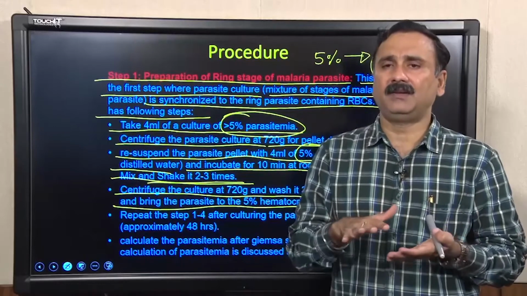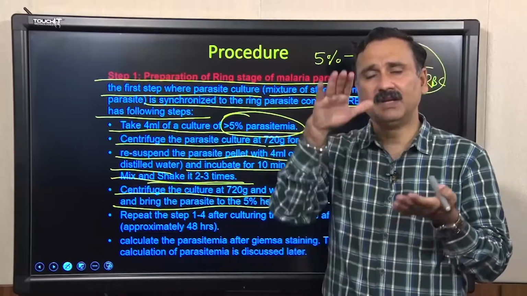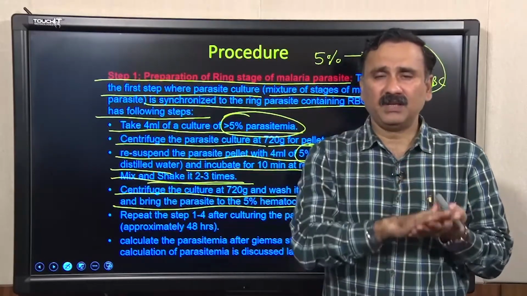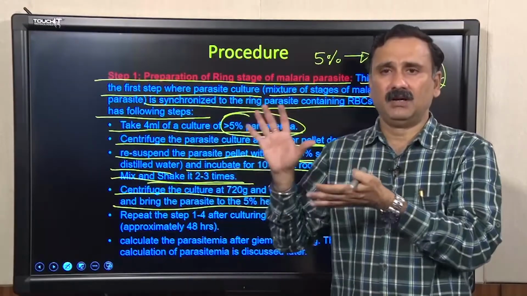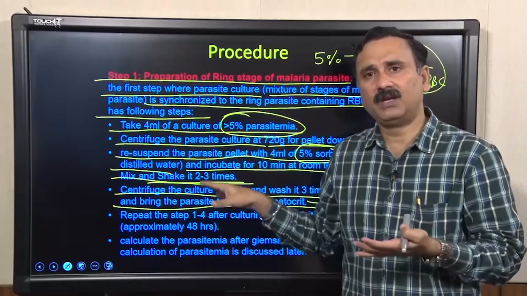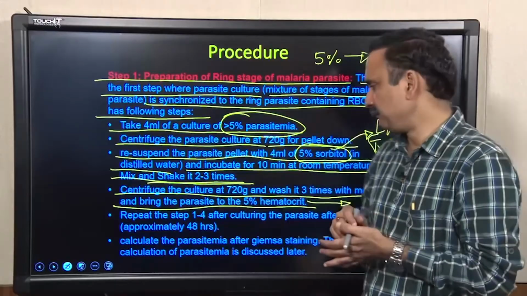The normal blood has a hematocrit of 50%, which means 50% is the RBC component and 50% is the plasma. So, in this case we are taking only 5% hematocrit.